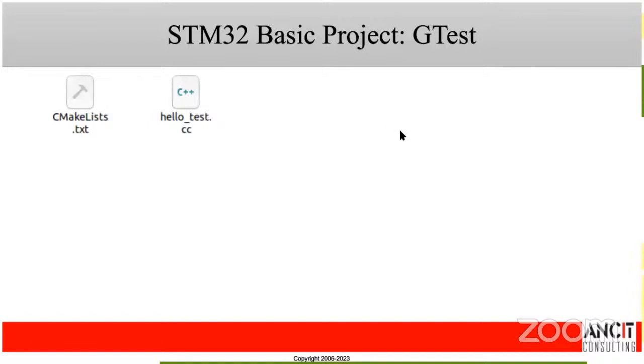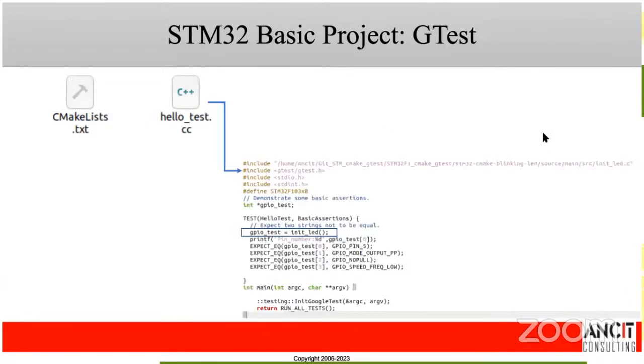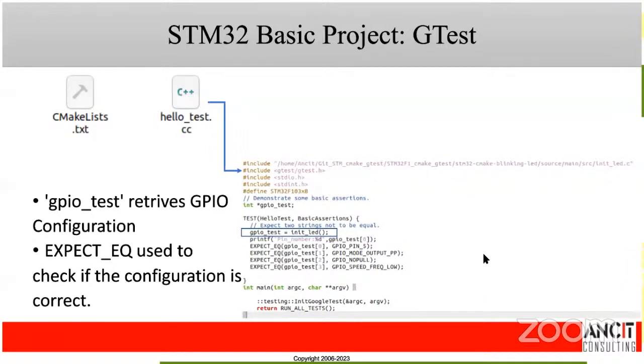So in my hello test.cc, I have this particular GTest working for me, where I get the details about my GPIO configuration from this init LED function, which is responsible for initializing all the LED GPIOs. And then I use an EXPECT_EQ function to test whether it is the same as what it is supposed to be.